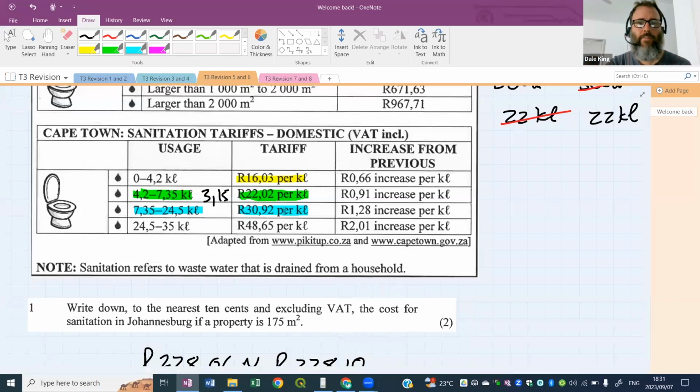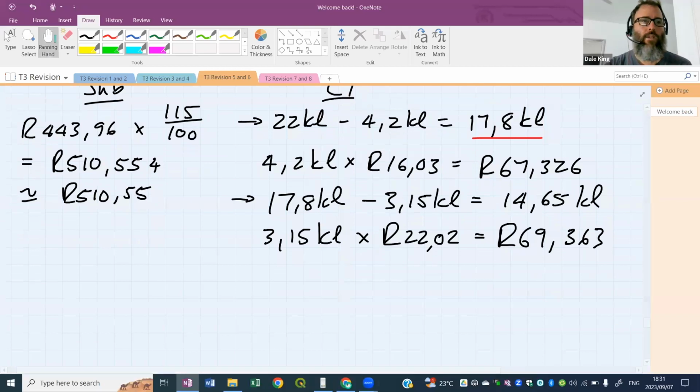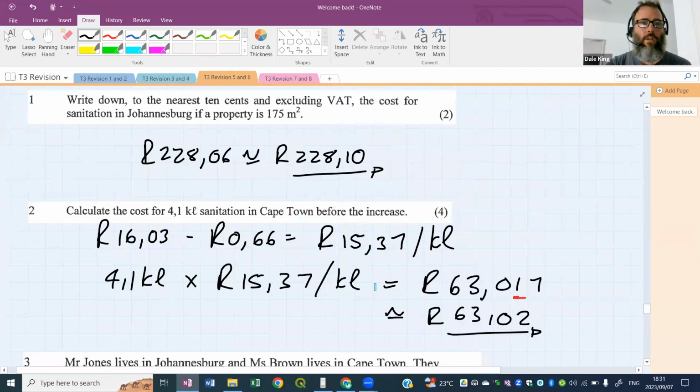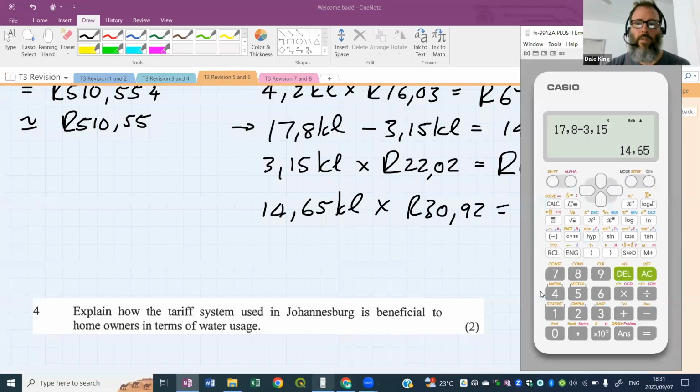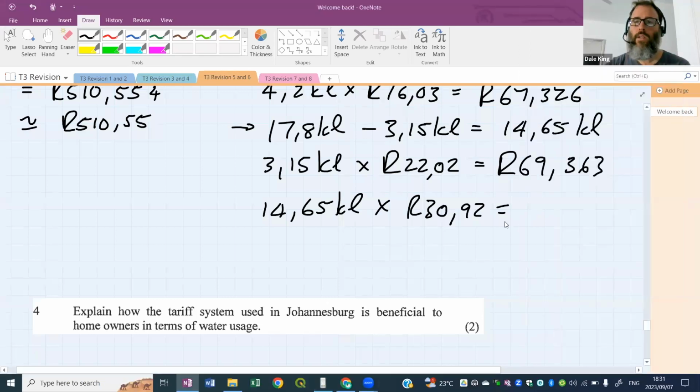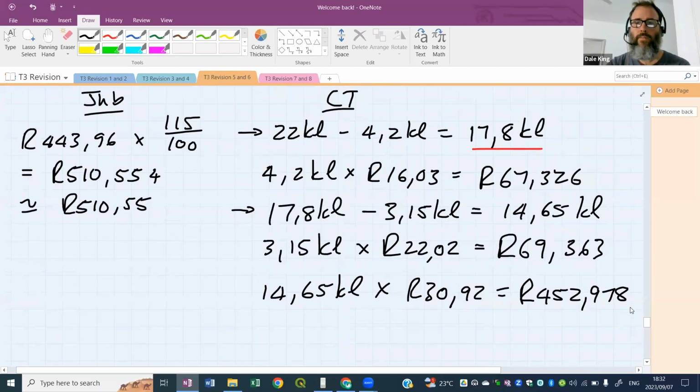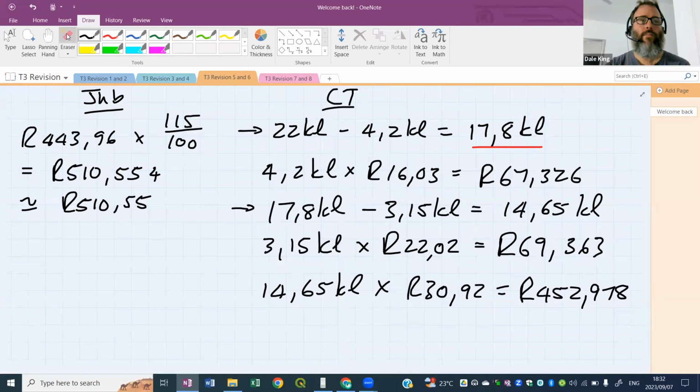Hey? Yes. All right. So I don't need to work out any more water. I just go to the last one, 14.65 kiloliters times 30.92. All right, 14.65 times 30.92. 452.978. 452.978. All right, Ben, what do I do now? You add all of them up.